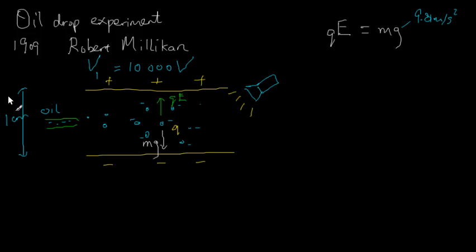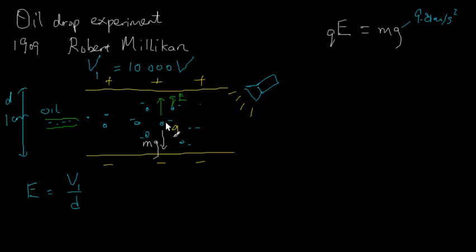So therefore, if I represent this by D, the electric field is equal to the voltage over D. So this allows us to find E. We would know E once we know the voltage and the distance, which can both be measured. So that's not a problem.